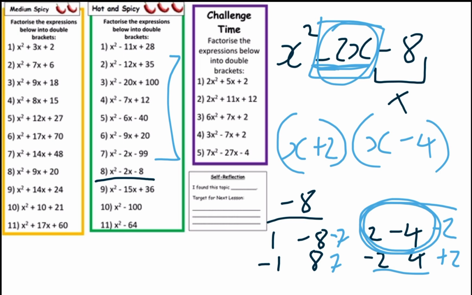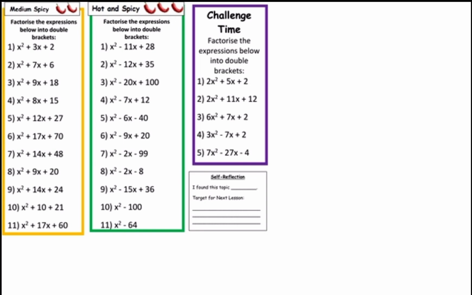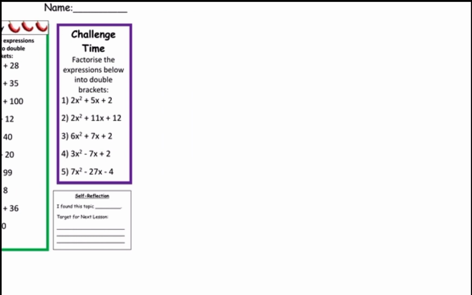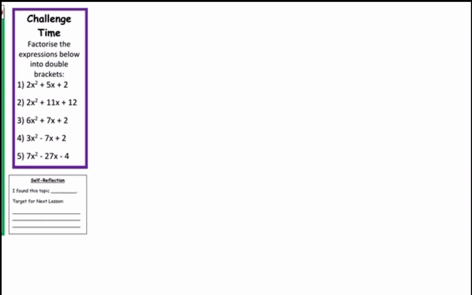Then you've got the slightly harder one, the harder factorizing quadratics. In that one, I'm just going to show you one example, then you can do it. They've put it on the challenge time, so you can have a go at this. So I'm going to use this one here. So let's look at the first one. You've got 2x squared plus 5x plus 2.